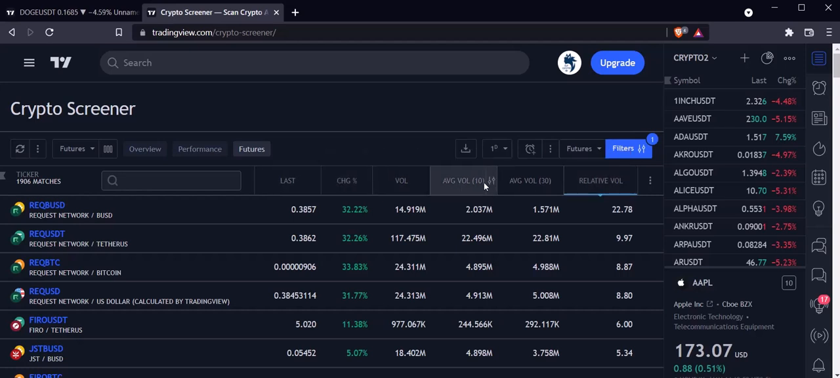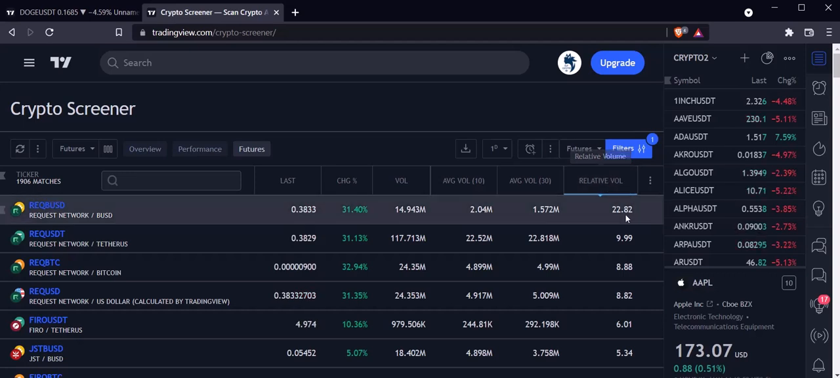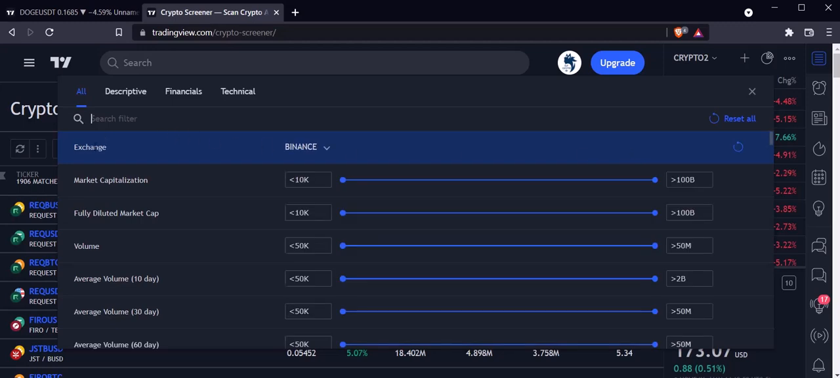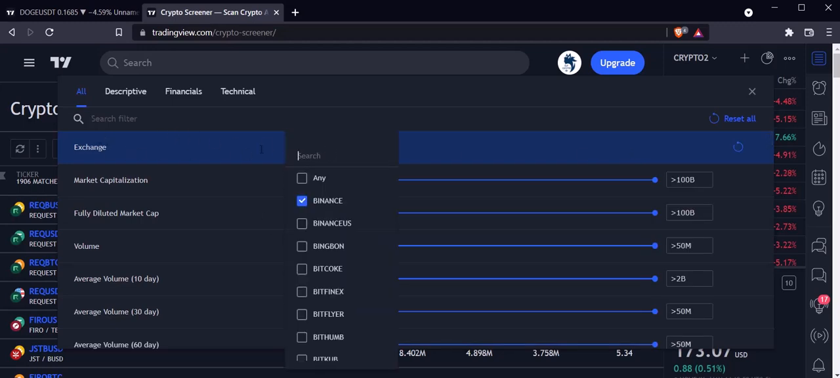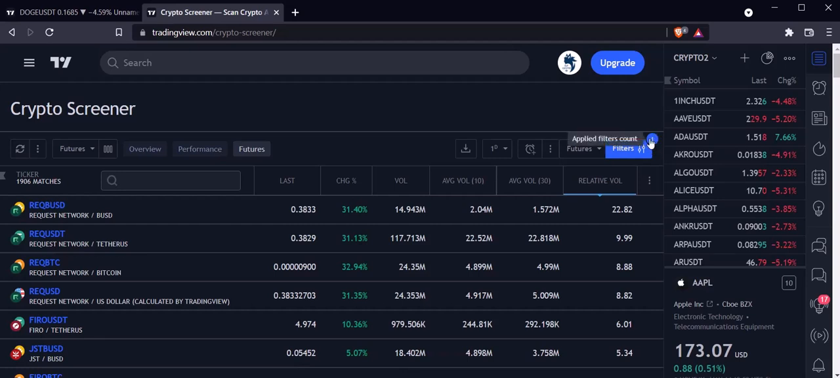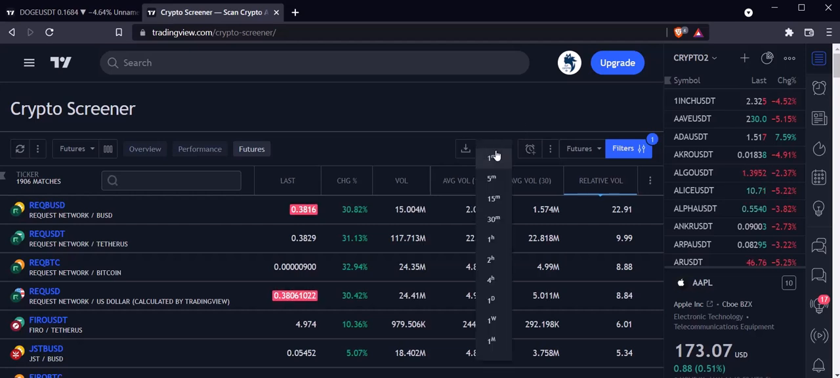You see all the columns here, and I sort them by relative volume ascending, which means the most volume appears higher. So also we go to filters, and I filtered out only the Binance exchange, and then I have one ticker here. Also we can change the time interval here. On free accounts we have only 1 day.